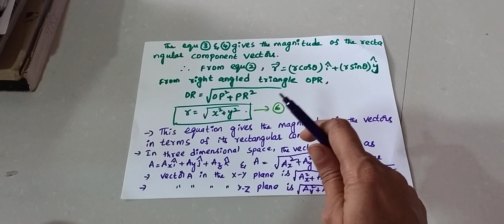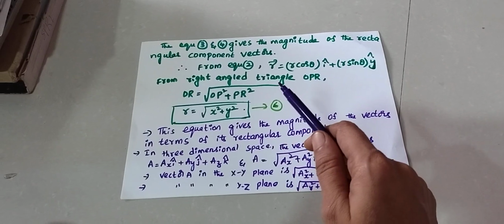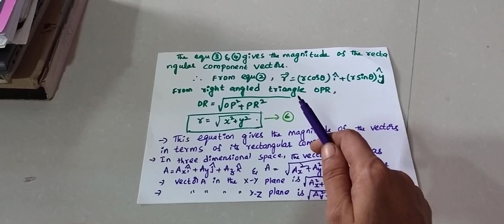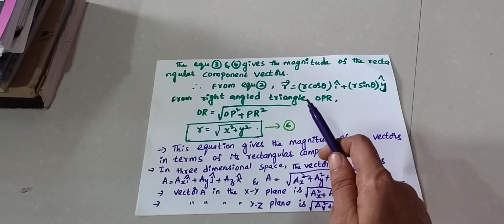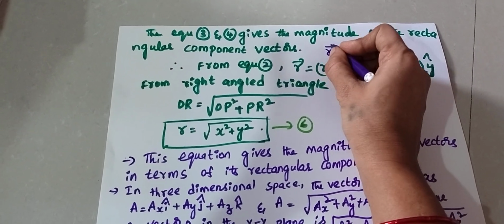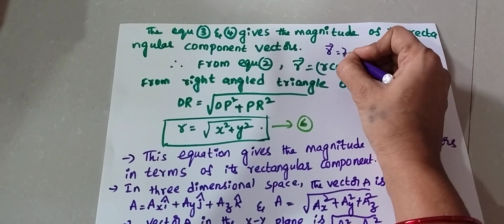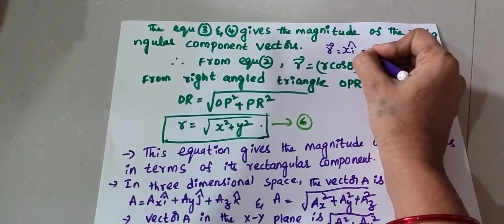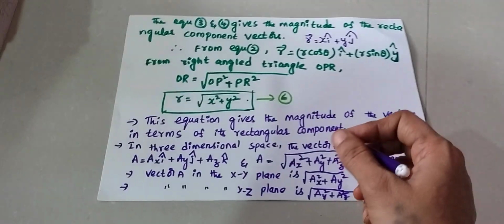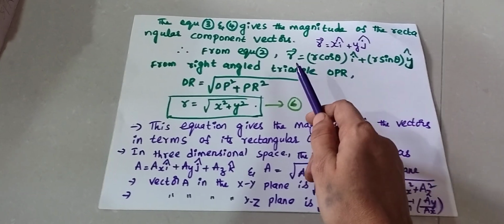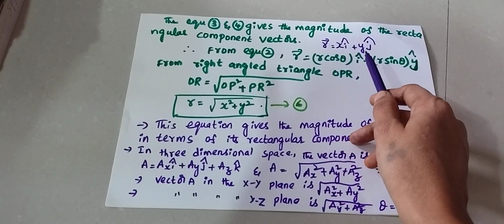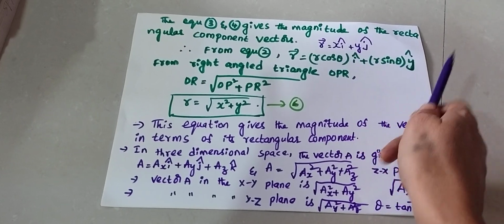From equation 2, r bar is equal to x i cap plus y j cap. Substituting, r bar is equal to x i cap, which means r cos theta i cap, plus y j cap, which means r sin theta j cap.